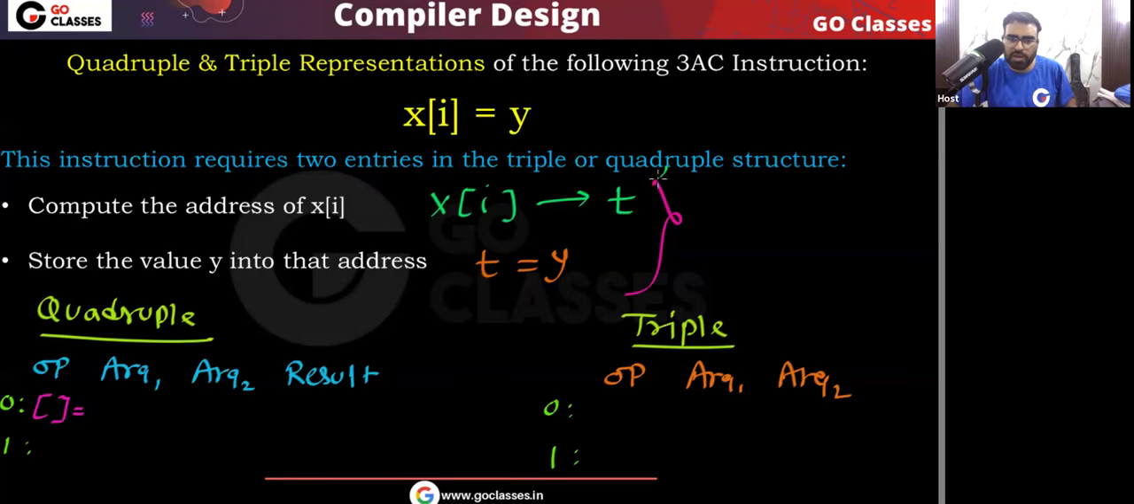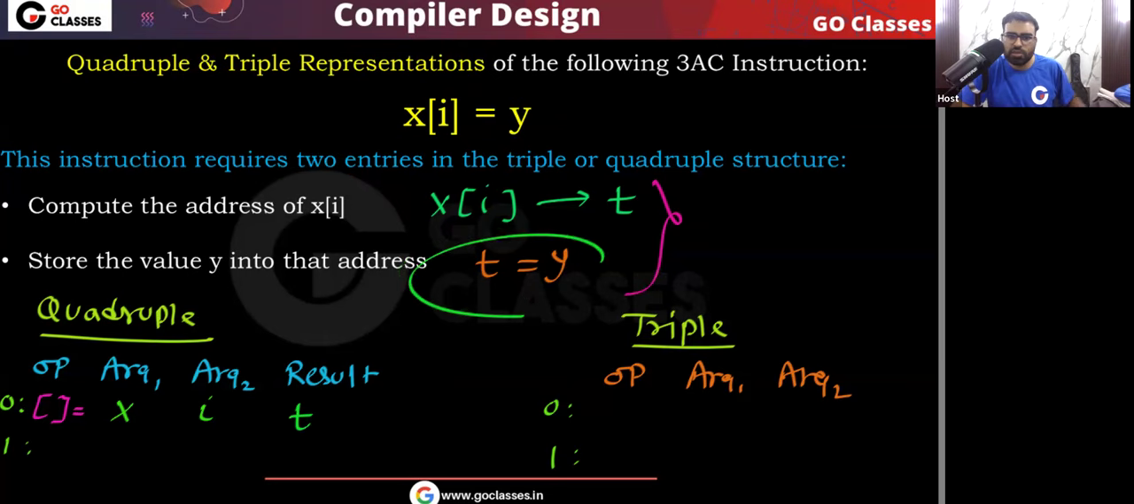Now what is the argument 1, argument 2? Look at this first entry. Argument 1 is x, argument 2 is I, and where am I storing the result? I am storing the result in t. Okay, we are storing the result in a t. That's it. Now what about this next one?